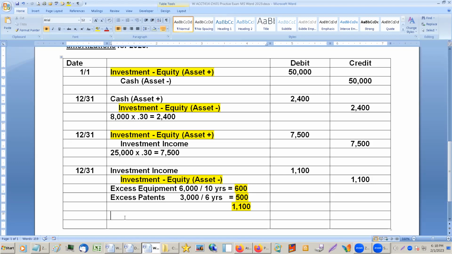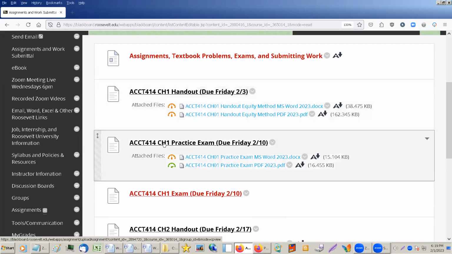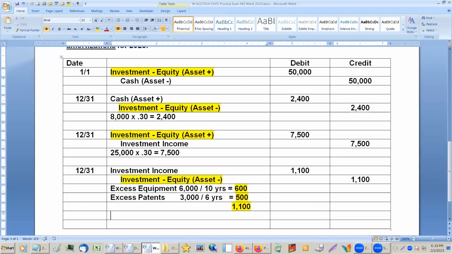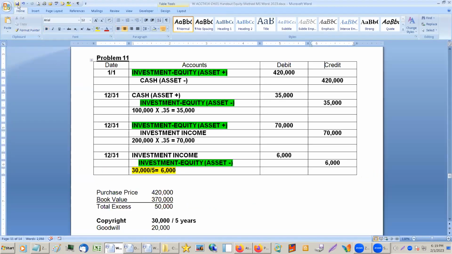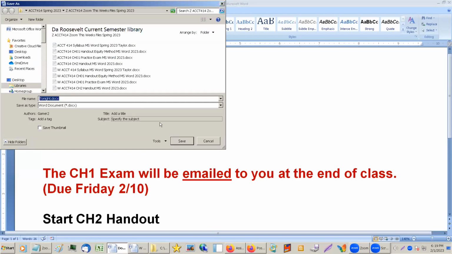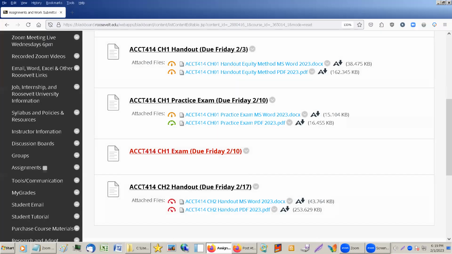So the next thing we're going to do is go on to chapter 2. Okay, just to kind of wrap up, let me show you one more thing here. So the chapter 1 handout, most of you already got this in. The chapter 1 practice exam we just did, you turn that in. So I'll send the test out for chapter 1 later on tonight. So we're going to start in on chapter 2, and the stuff we're going to look at is somewhat similar to what we've been doing. All right, chapter 2 handout.